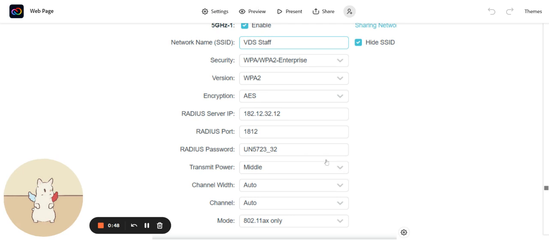We put the transmit power as middle as we didn't want to overload the network and device with power. And the channel we've selected as auto as we did not want the channel to be set to a specific channel in case any nearby buildings or other networks use the same channel, which could cause clashes in the bandwidth and the channels. Therefore, having auto means it can update and change itself so that it can be the most efficient.